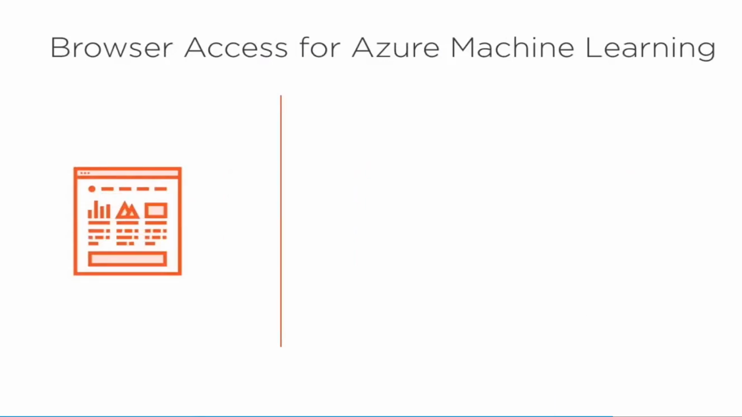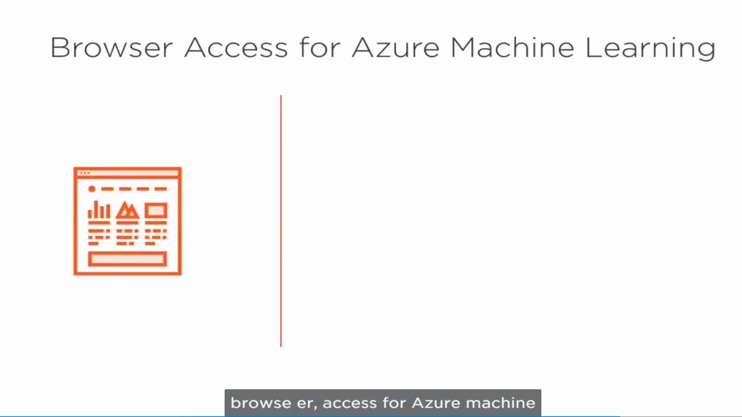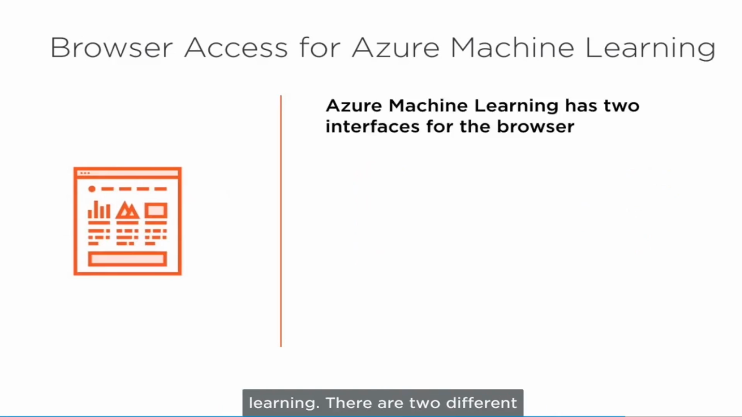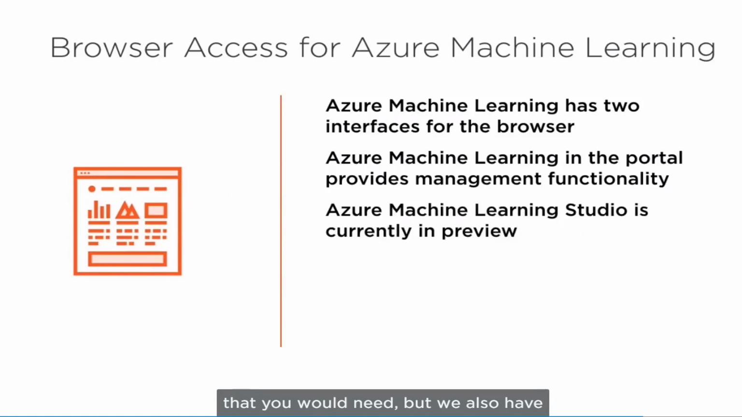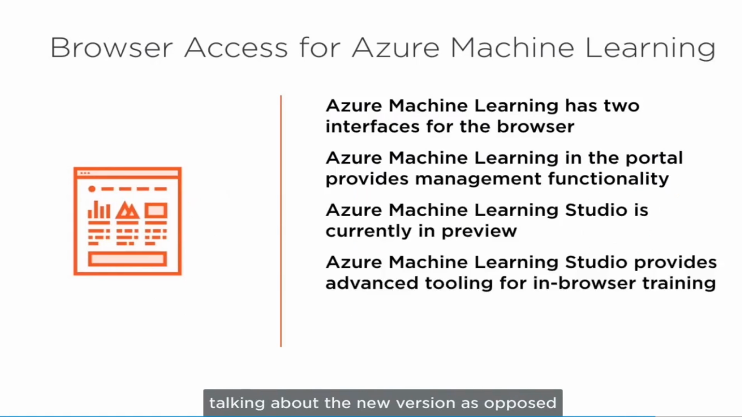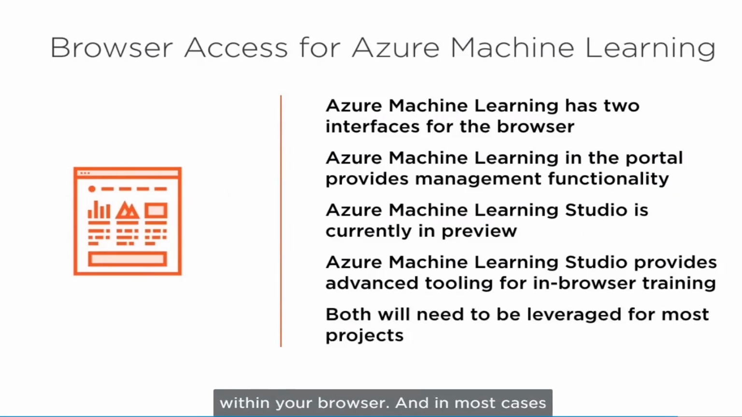Now, as mentioned, we need to talk about browser access for Azure Machine Learning. There are two different interfaces for the browser. Now, Azure Machine Learning in the portal provides most all of the management functionality that you would need. But we also have Azure Machine Learning Studio, and it's currently in preview. And here we're talking about the new version as opposed to the classic version. And it provides some advanced tooling for in-browser training. So this is where you can design models with drag and drop components just within your browser. And in most cases, you're going to leverage both of these experiences within your projects because there are some pieces of functionality that are only available in one or the other. And so we'll be accessing both.